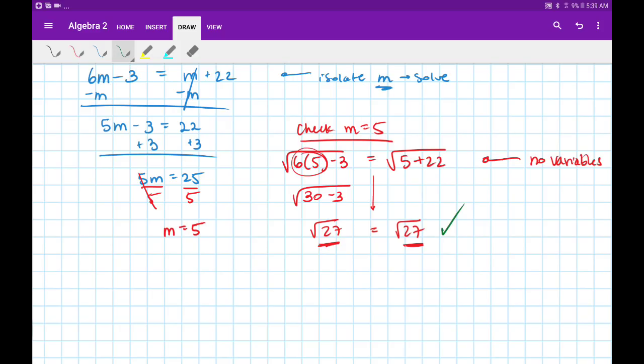So my answer is not root 27. Please understand that's just a check. Our answer was m equals 5, which is a valid solution. Right? m equals 5 would be the answer.